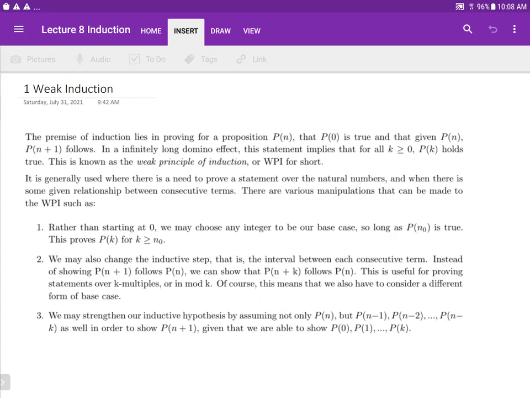So there are several manipulations that can be made. We can start with a base case that's non-zero, as long as it's true, obviously. And then we prove the statement for all k that's greater than or equal to the base case.